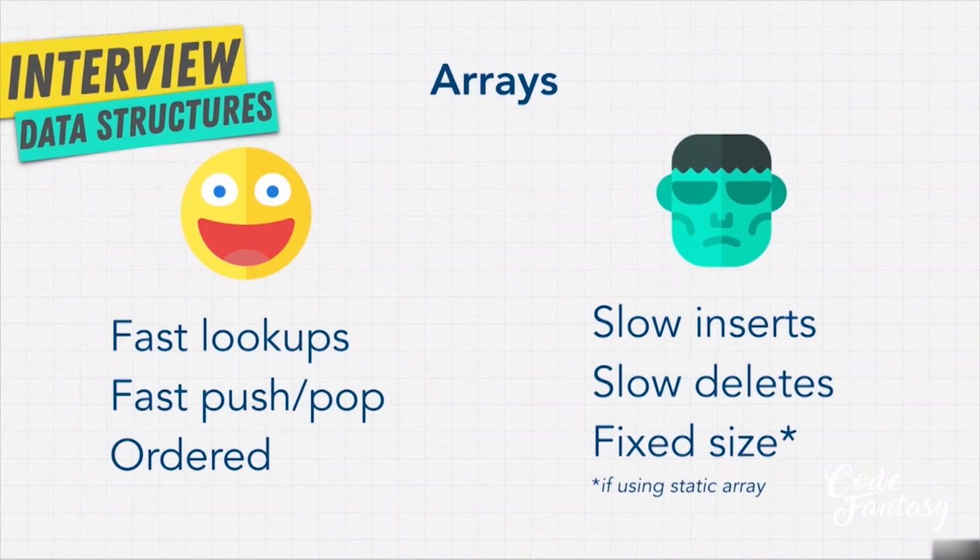Well, here it is. Arrays are great for fast lookups. That is just accessing information where you know which index you want to look up. It's really fast at push and pop. So adding things at the end of an array or taking things out at the end of the array. And of course, because it's ordered, having something that is ordered and close to each other in memory makes it really fast.